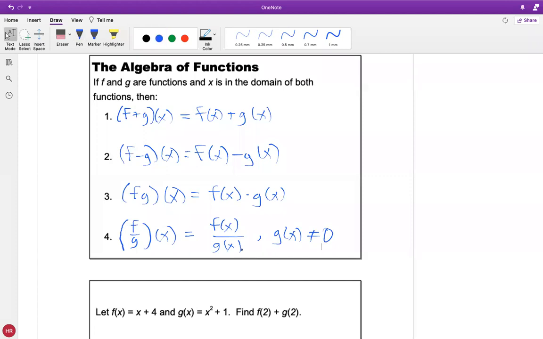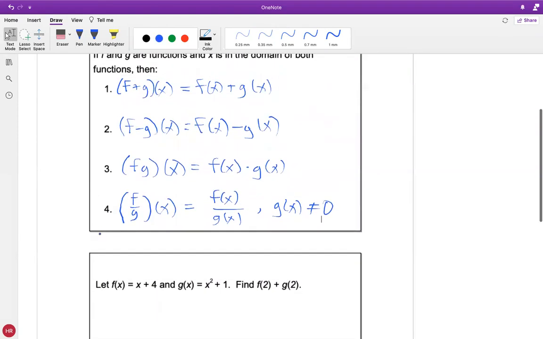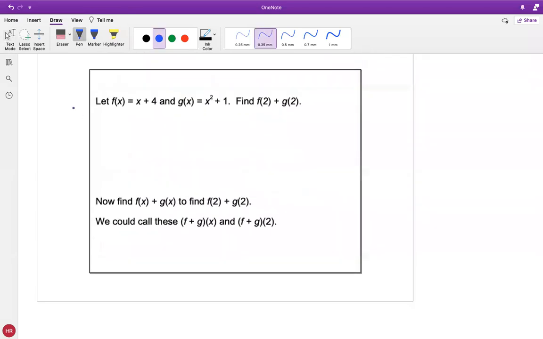So four operations, adding, subtracting, multiplying, and dividing, four different ways to write these combinations of functions. And f and g are just any old functions. So to see this as an example, and to show you that it works, here's a problem where they give you two functions, f of x and g of x. And they say find f of 2 plus g of 2. So you just do them separately.